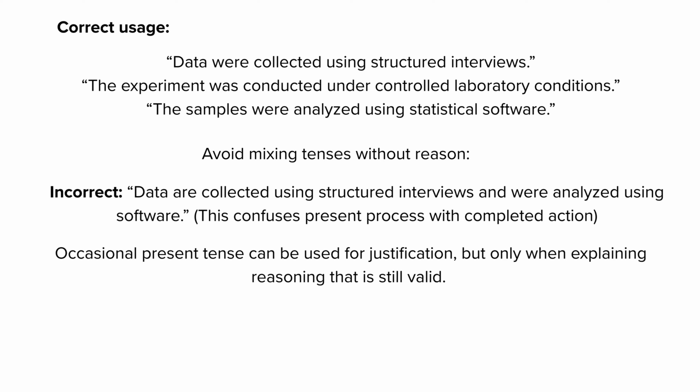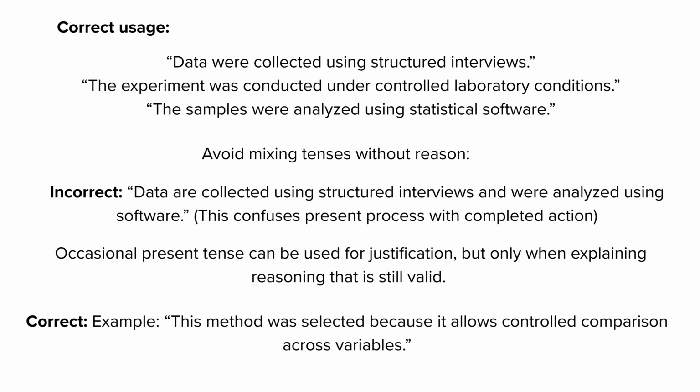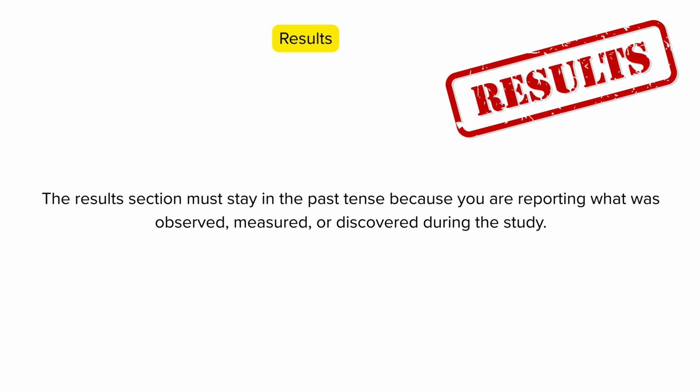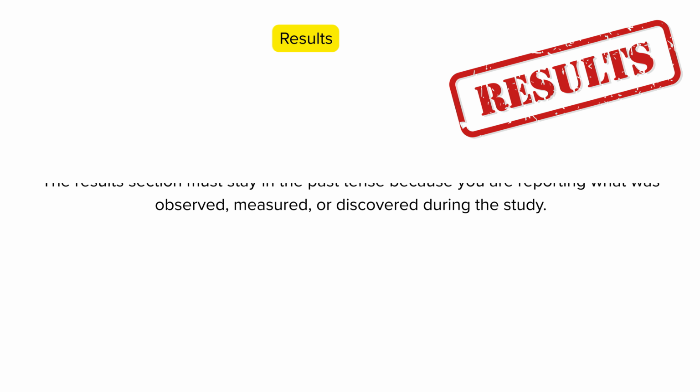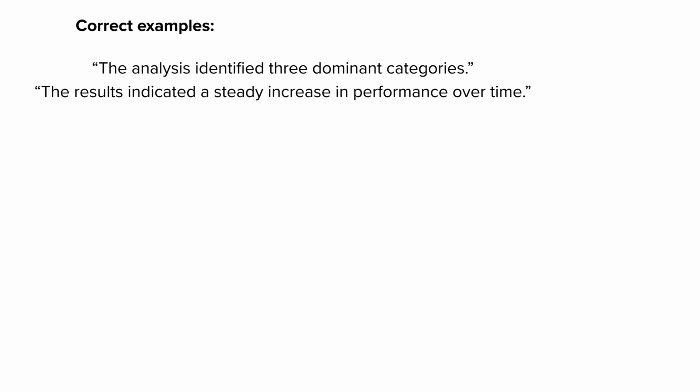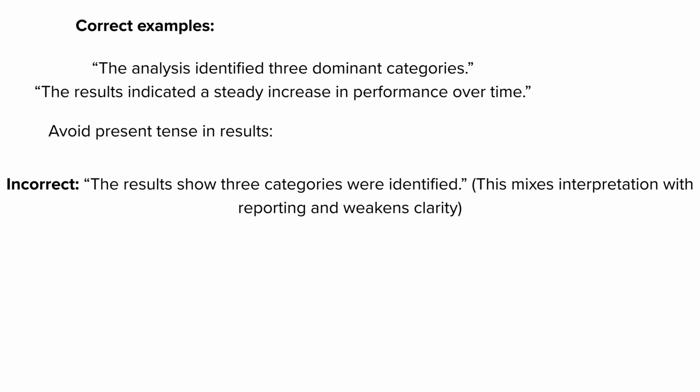Occasional present tense can be used for justification, but only when explaining reasoning that is still valid. Example: this method was selected because it allows controlled comparison across variables. Results: the results section must stay in the past tense because you are reporting what was observed, measured, or discovered during the study. Correct examples: the analysis identified 3 dominant categories. The results indicated a steady increase in performance over time. Avoid present tense in results. Incorrect: the results show 3 categories were identified. This mixes interpretation with reporting and weakens clarity.